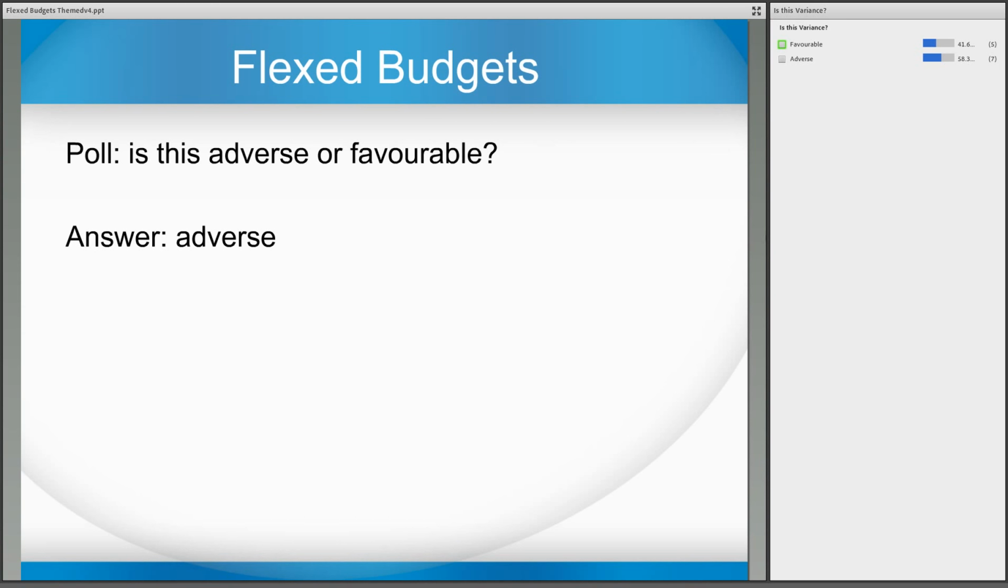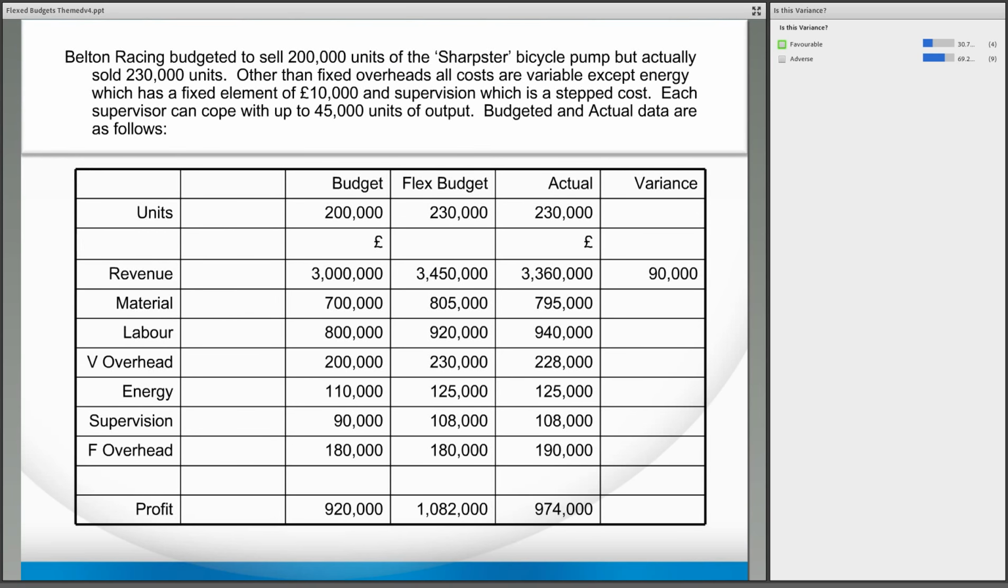The answer is it's adverse. For that volume of turnover, we should be making more profit. Less income than expected is bad news. Okay, let's look at the next one. Put that one in first. There we go, it's adverse.